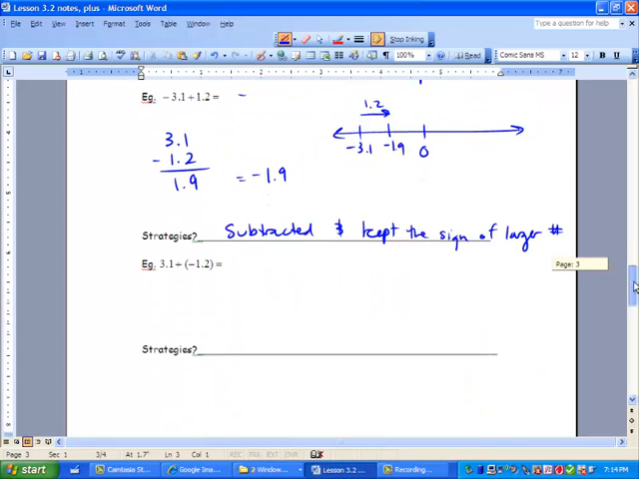Let's do our last one here: 3.1 plus negative 1.2. If I gave you $3.10 and said you have to go buy $1.20 of candy, you would still be up some money. So let's check this out: we go 3.1 minus 1.2, and we get 1.9, and with the sign of the larger number, we get positive 1.9.